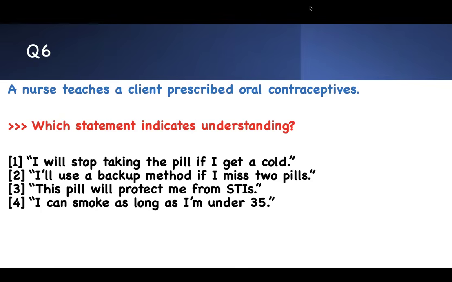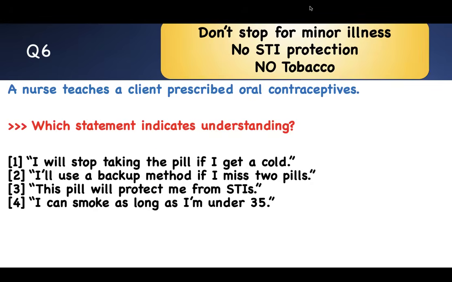Key concept, oral contraception. A mild illness does not prevent you from taking it. If you miss 2 pills, you should make sure you have a backup. The medication does not protect you from STI. And as long as you smoke, you are in trouble, even if you are less than 35. Bad problem. Therefore, the right answer is what? I will use a backup method if I miss 2 pills. Don't stop for minor illness, no STI protection, and no tobacco.